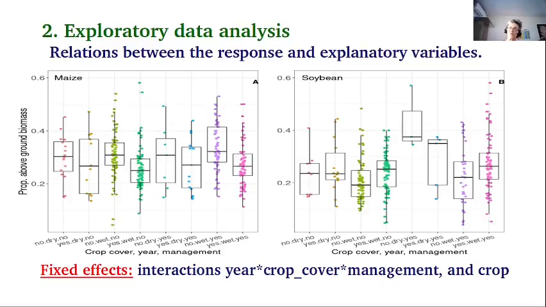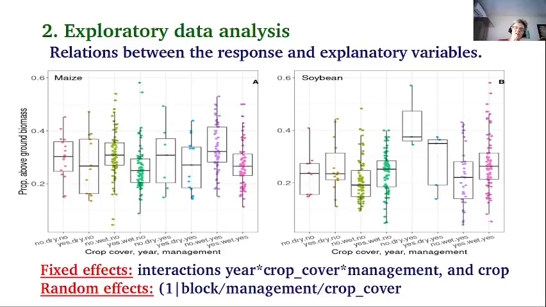I'm also going to include the single effect of crop, and in random effects I'm going to include the following structure of random effects, or population level effects if you're in the Bayesian framework, in which we had a nested hierarchy of crop cover nested within management, nested within blocks.